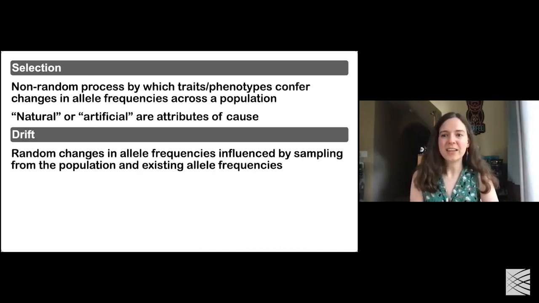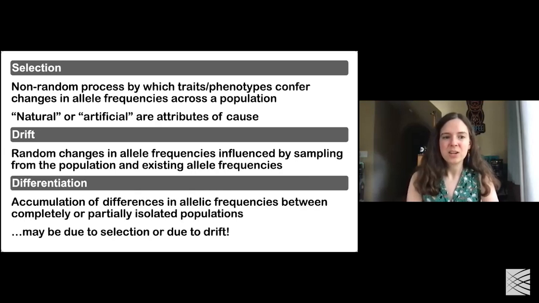Genetic drift, on the other hand, comprises random changes in allele frequencies over generations in a population that can be really affected by the existing allele frequencies and sampling and bottleneck effects. Genetic differentiation, from either case, selection or drift, is the accumulation of changes in allele frequencies that distinguish a population from others, and that's what we're going to be talking about today.